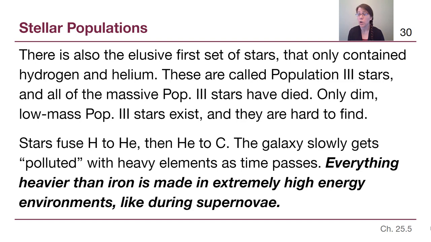Everything heavier than iron still has to come from some process. In astronomy, we have a whole periodic table of elements, but they don't come out of nowhere. They had to come from astronomical processes. And so everything heavier than iron is made in extremely high energy events, environments like supernova explosions.